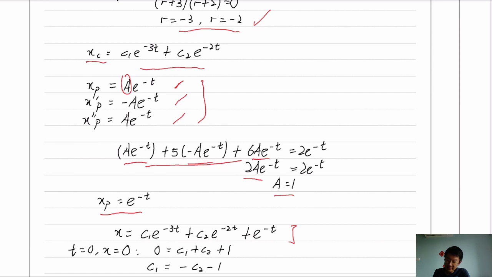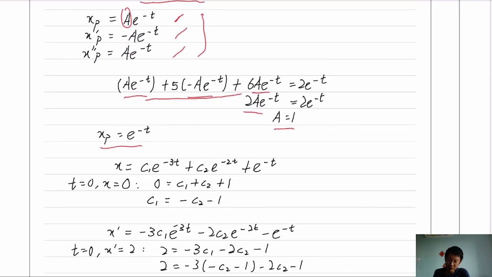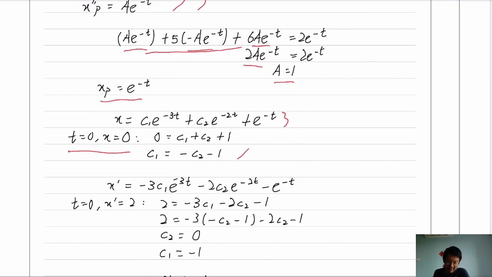By using the values given earlier, t equals 0, x equals 0, we will have one equation which consists of C1 and C2. Another equation we need comes from dx/dt. In order to get dx/dt from the general solution, we have to differentiate it. After we differentiate it, this is what we get, and we do the substitution accordingly. When t equals 0, dx/dt equals 2. So from there we substitute and solve.